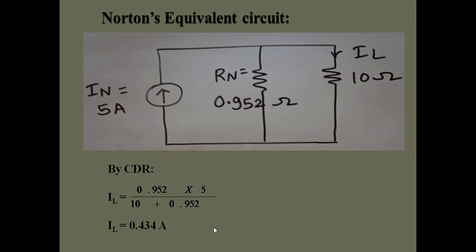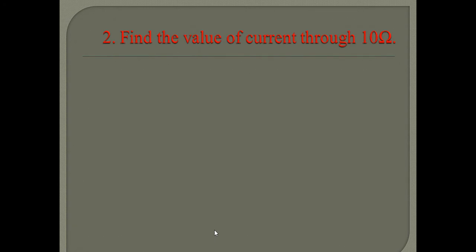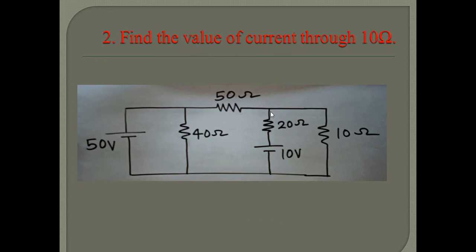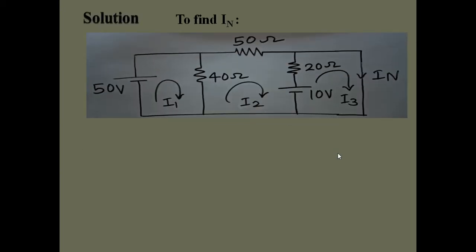Let's see a few more examples related to this topic to understand it clearly. In the second question also we have to find out the current of 10 ohm, but the circuit diagram is different. Here this branch should be replaced by a short circuit and named as IN. To get the value of IN, this will be our circuit diagram.